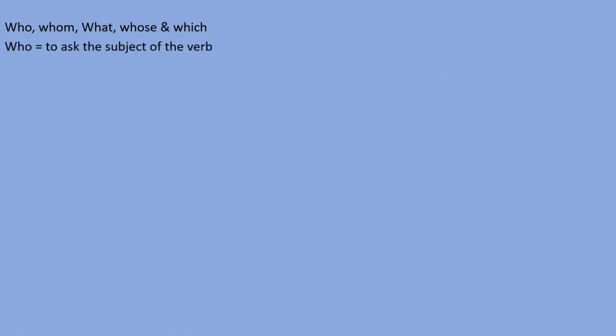Let's talk about who first. To ask the subject of the verb. Whenever, dear students, we need to know about the subject of the verb, in that condition, we should use who word, like Virat plays cricket. If I say this sentence, Virat plays cricket, so you know that Virat is subject in this sentence. If by using who word, I want to know about the subject, so I'm using who word for subject.